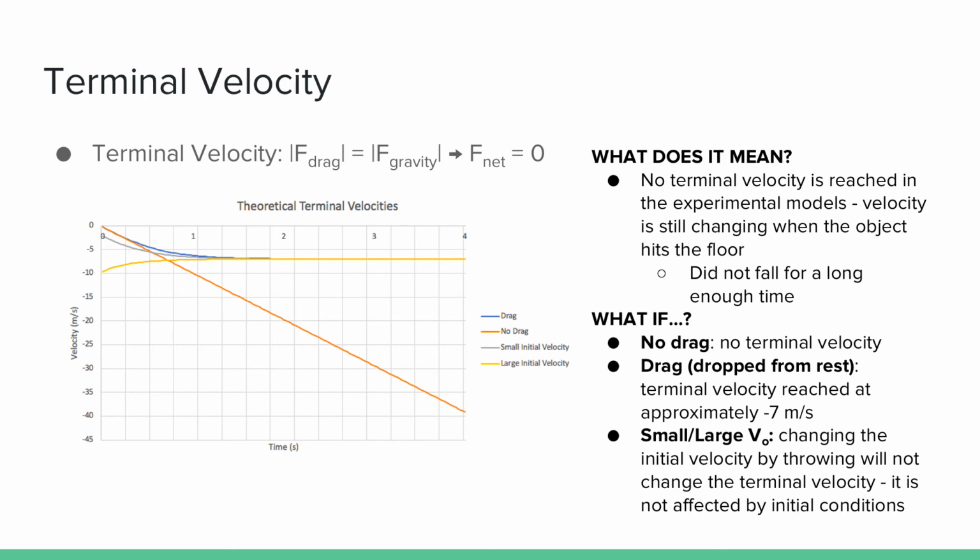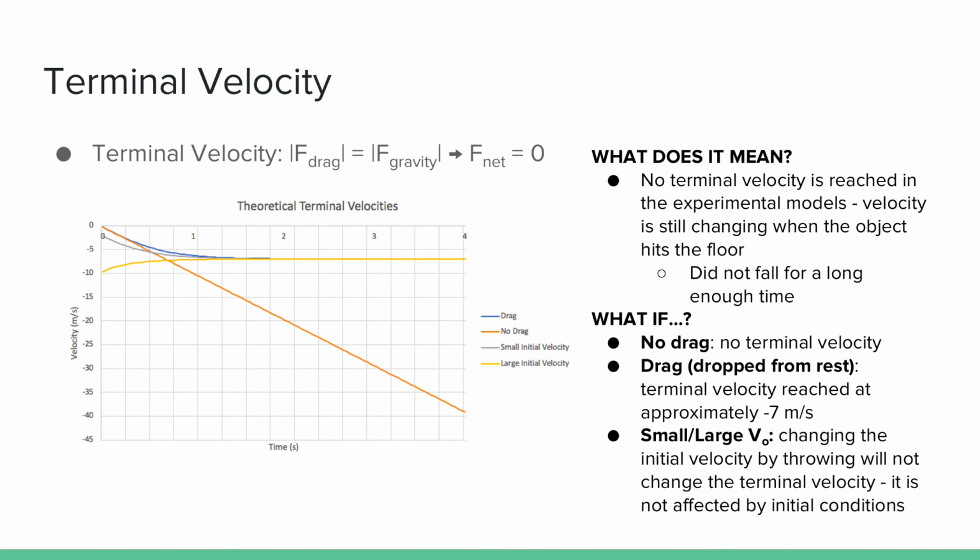In the graph displayed here, 4 different theoretical curves are plotted. If no drag was incorporated, no terminal velocity could ever be reached and it would theoretically fall forever. For the curve in blue, drag is incorporated for the same conditions as in the experiment, except allowing it to be computationally run for a longer amount of time. As can be seen, a terminal velocity is reached at approximately -7 meters per second.